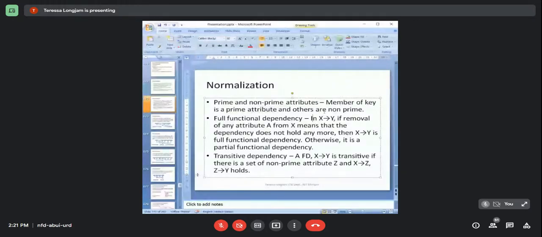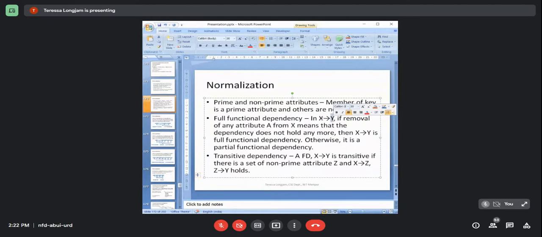Okay. Another thing is full functional dependency. What is this full functional dependency? If there is a functional dependency X determines Y, and removal of any attribute A from X means that the dependency does not hold anymore, then X determines Y is a full functional dependency. Otherwise, it is a partial functional dependency. Here X represents a set of attributes and Y also represents a set of attributes, isn't it? So Y should be fully functionally dependent on all the attributes that are there in X.